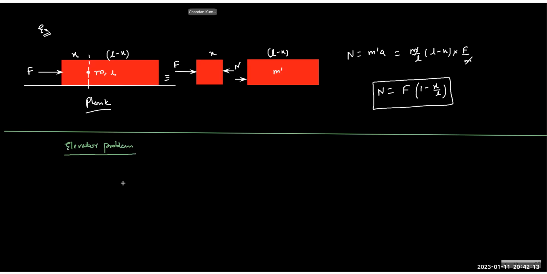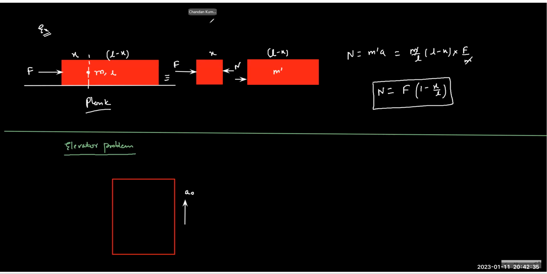So generally you have an elevator. An elevator will have its own acceleration which you cannot ignore. So let's say my elevator is going upward with an acceleration a naught, and why it is going, how it is going, that's not your concern. It is going, that's your concern.